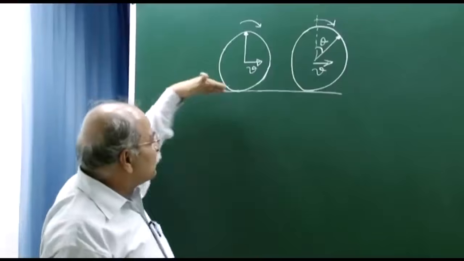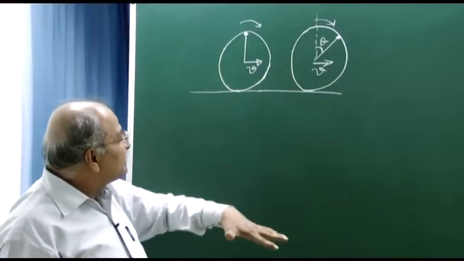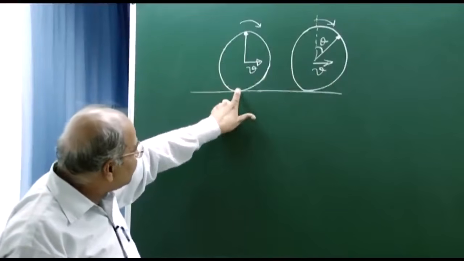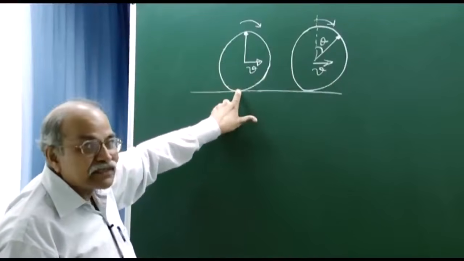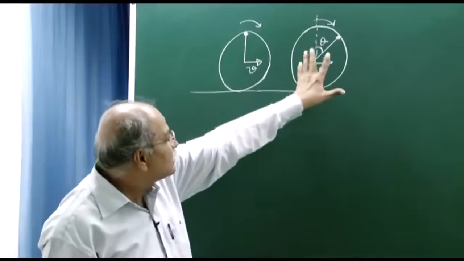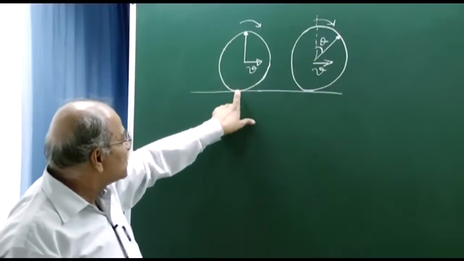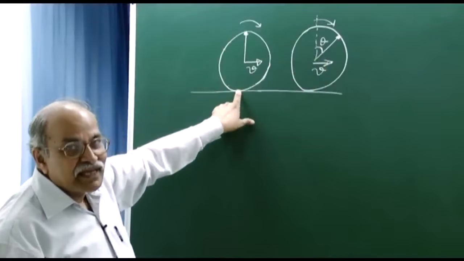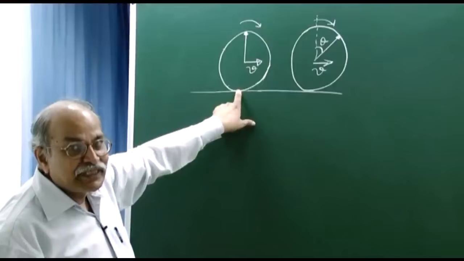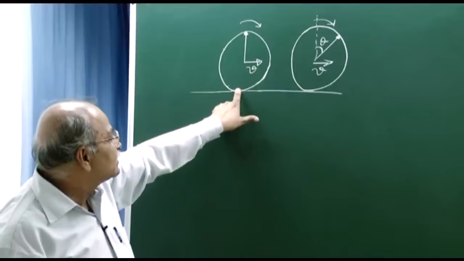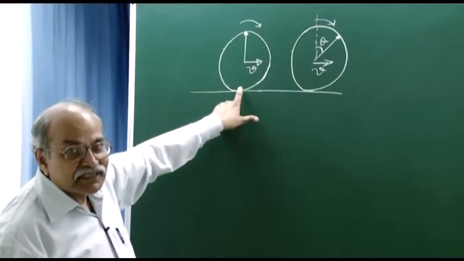If it represents a road which is at rest, then this point of the wheel must be at rest. The wheel is going ahead, the wheel is rotating, but this point must remain at rest. There should be no slipping between this surface and this surface.